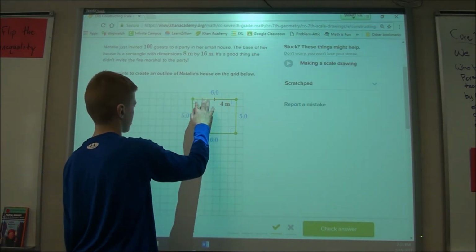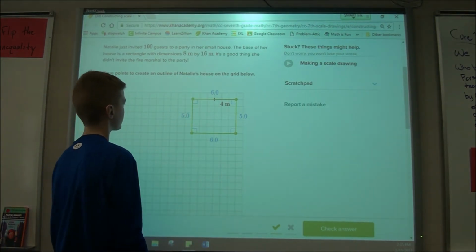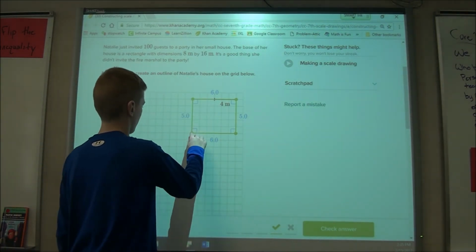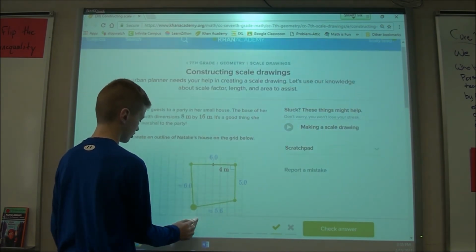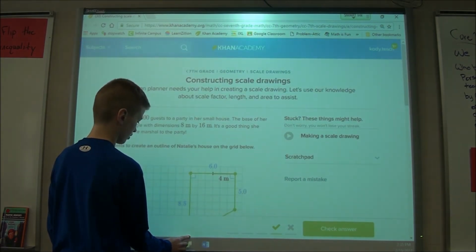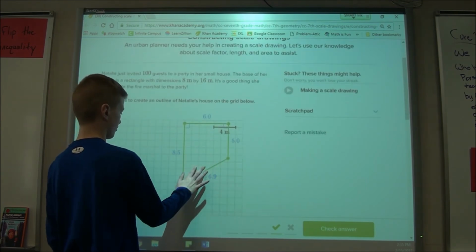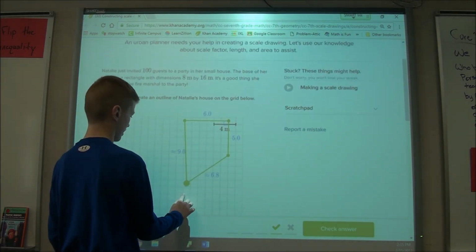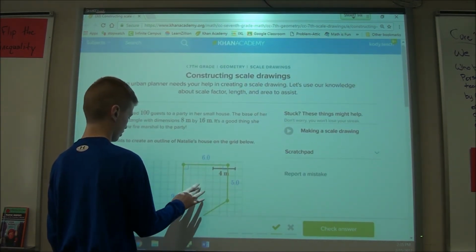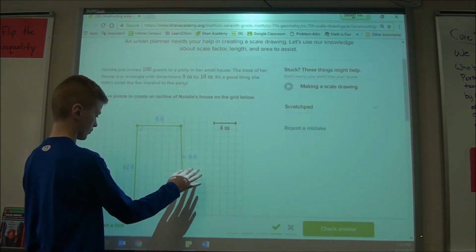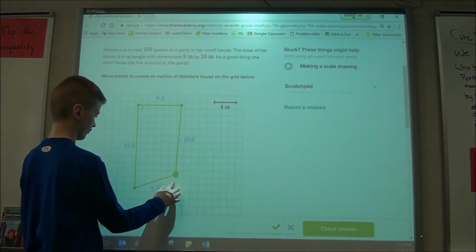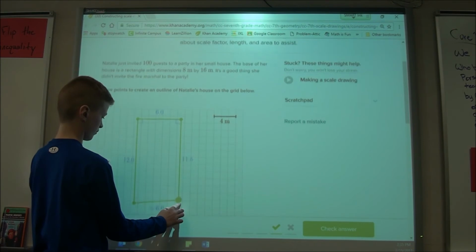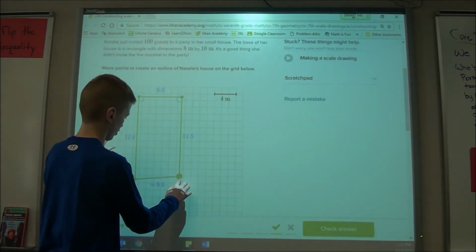Now we have to do 16. So that means we have to do double the amount of the top one. So that means we have to bring it all the way to 12. This is way harder than it looks.